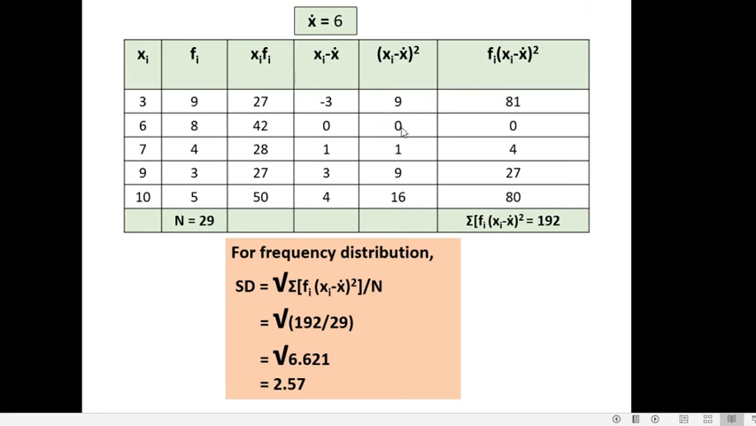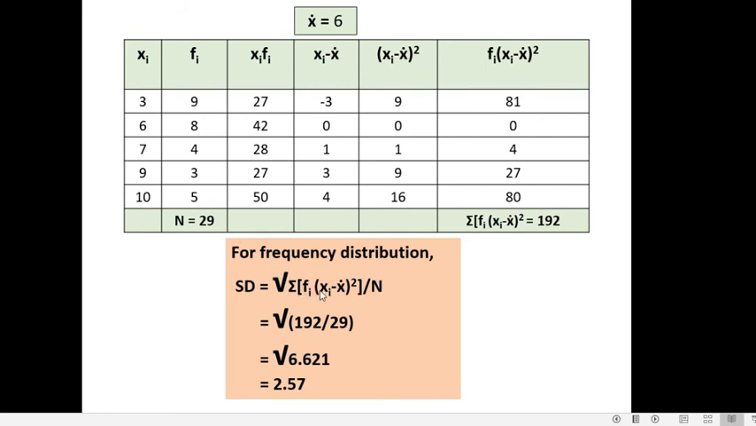8 into 0 is equal to 0. 4 into 1 is equal to 4. 3 into 9 is equal to 27. 5 into 16 is equal to 80. And we have to find out the sum of this. So, sigma fi into xi minus x dash the whole square is equal to 192. Now, we calculate the standard deviation. Standard deviation is equal to square root of sigma fi into xi minus x dash the whole square by n. We have already got n as 29.